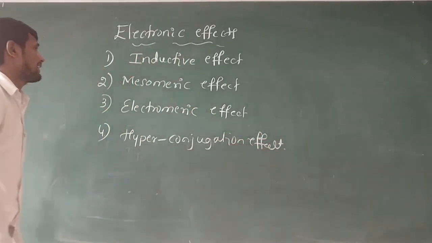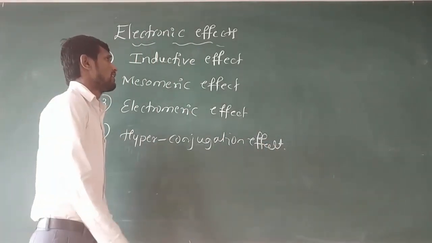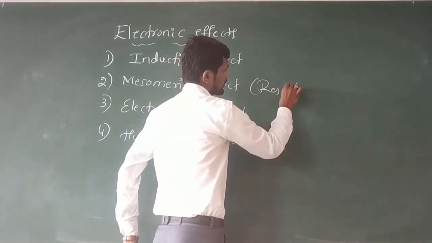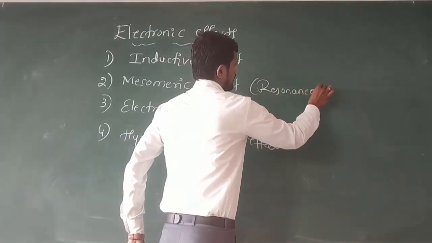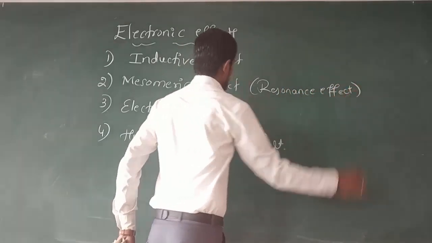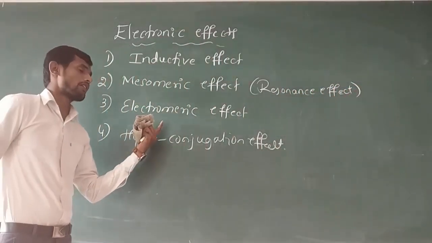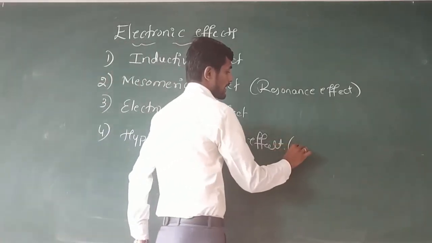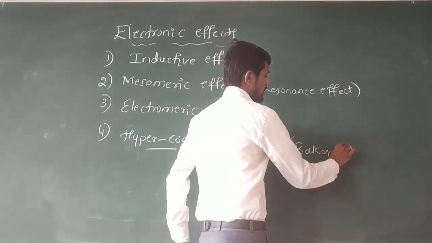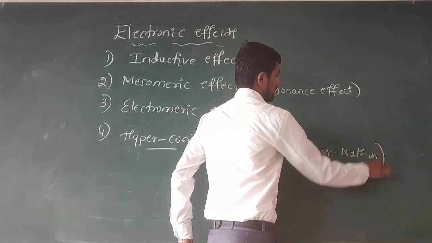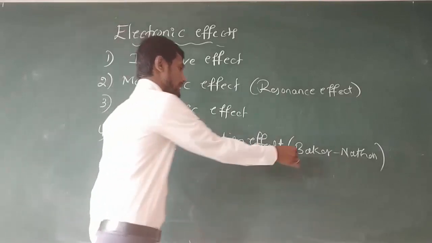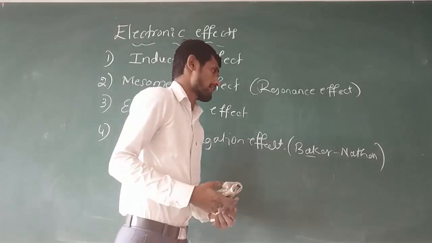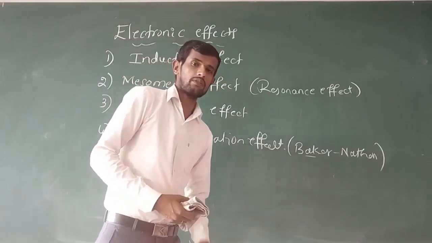Students, remember these are the types of electronic effects. Inductive effect, mesomeric effect. This mesomeric effect is also called resonance effect. And electromeric effect, this is also called temporary effect. And this hyperconjugation effect is also called Baker-Nathan effect, because these scientists explained this concept. Now we will see one by one.